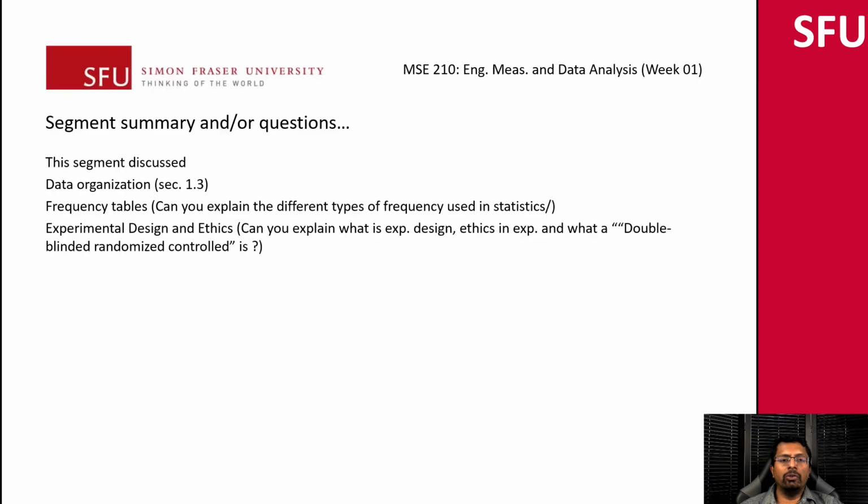And so this basically concludes our video. If you completed this segment, it would have discussed data organization, and then we talked about frequency. You should be able to explain the different types of frequency and statistics. And then we talked about experimental design and ethics. You should also be able to explain what a double-blinded randomized control experiment would be. If you watched this video, thank you for your time. And then we'll continue next week where we'll discuss more definitions and actual calculations with respect to probability.